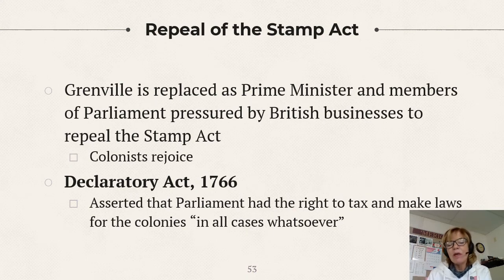But at the same time, Parliament passes this one act known as the Declaratory Act. It doesn't really do anything. It just says we have the right to make whatever laws we choose or deem fit to govern over you in all cases whatsoever. It's like, okay, but colonists really weren't paying attention to that. So the Stamp Act is repealed.